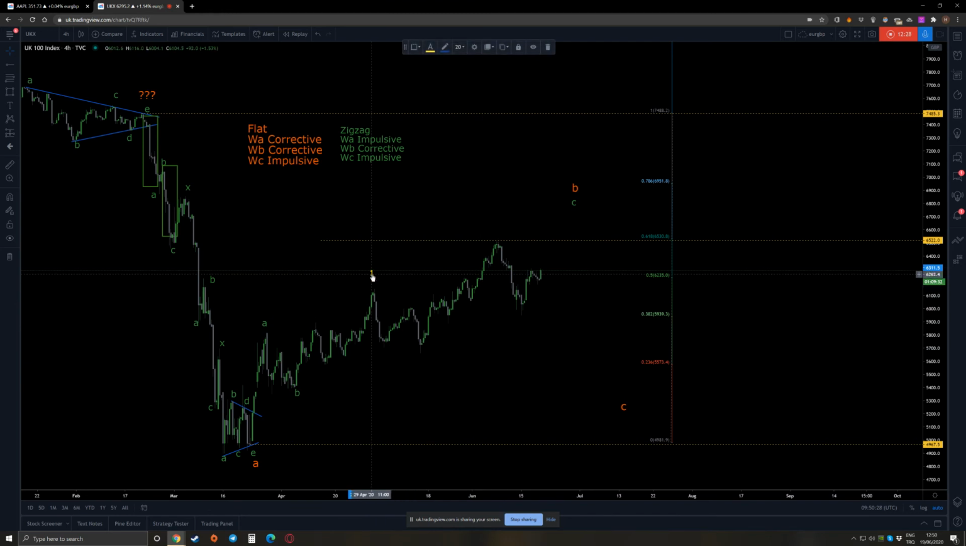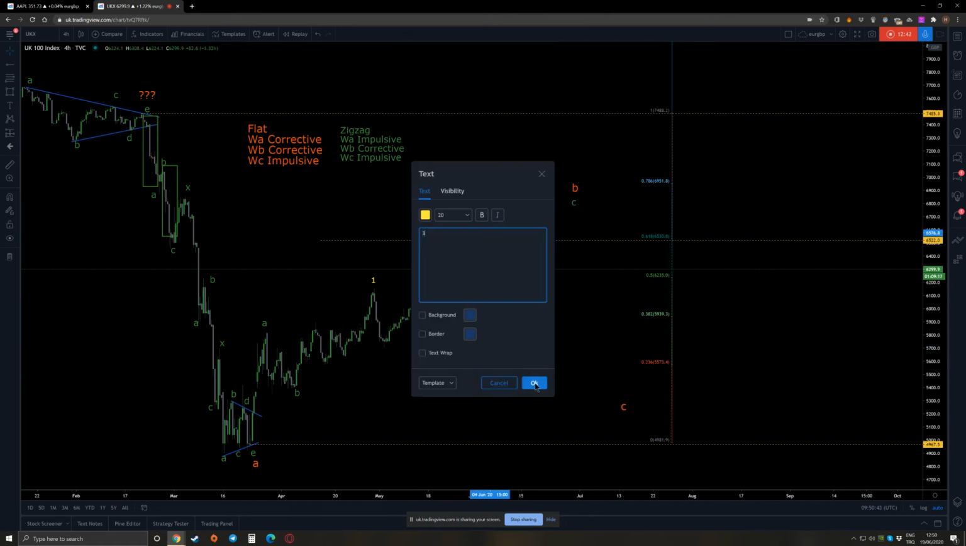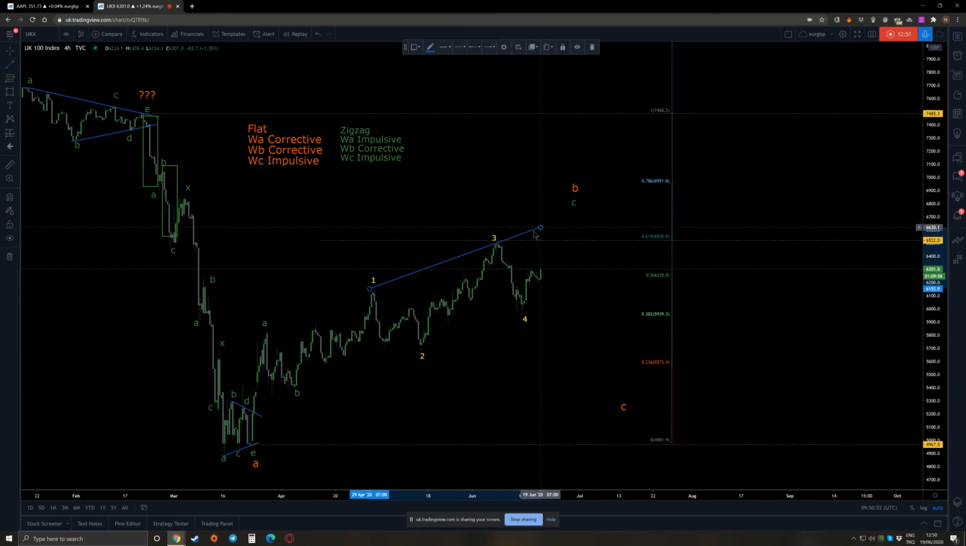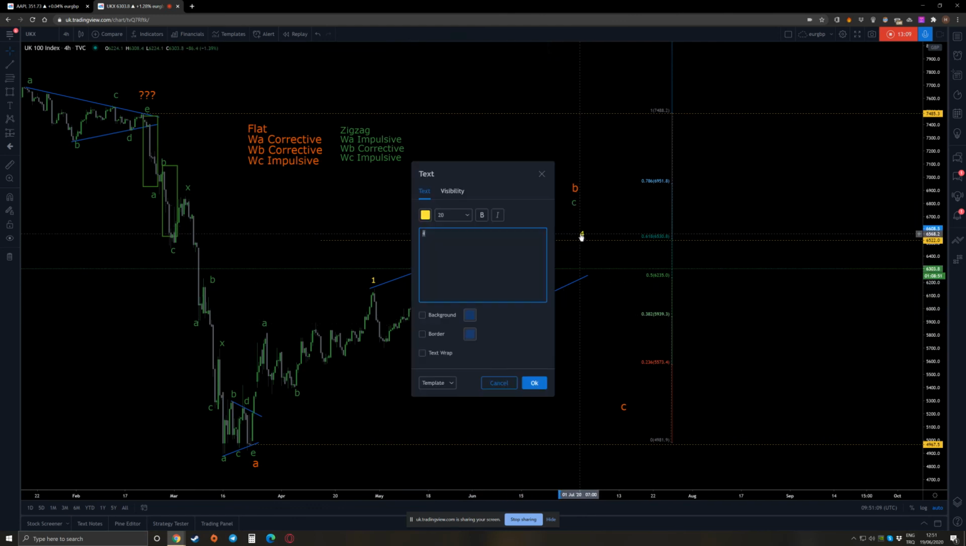So maybe we have a wave 1, not A, I'm sorry. Maybe a wave 1 here or here. Maybe we have a second wave. Maybe we have a third wave. And maybe we have a fourth wave. Now, when you want to do this, this usually looks like a wedge pattern. Okay, so if this is the case, we will have a fifth wave somewhere around here.